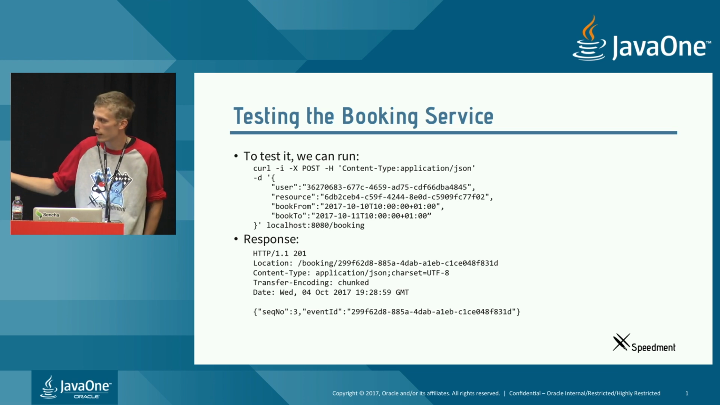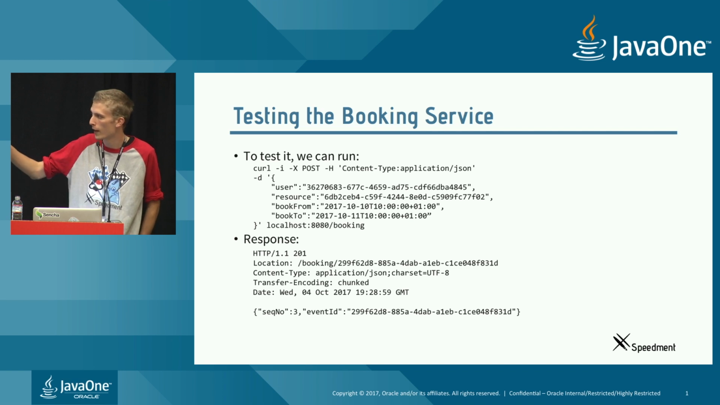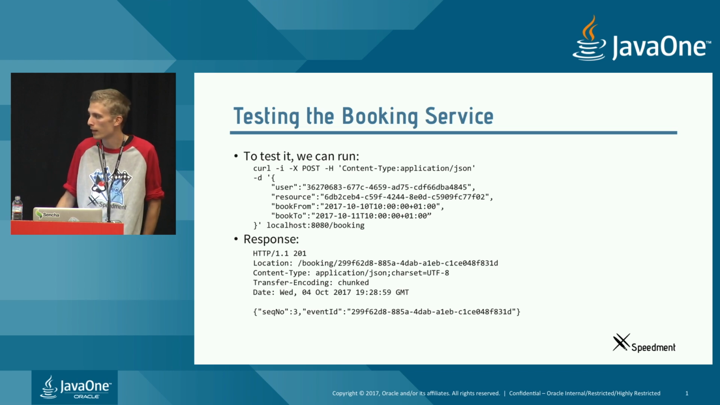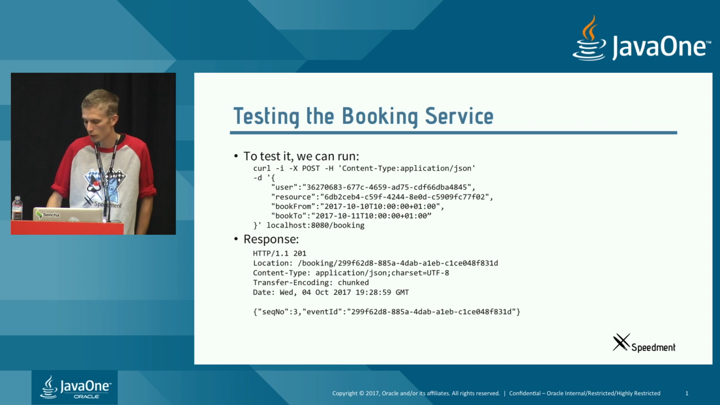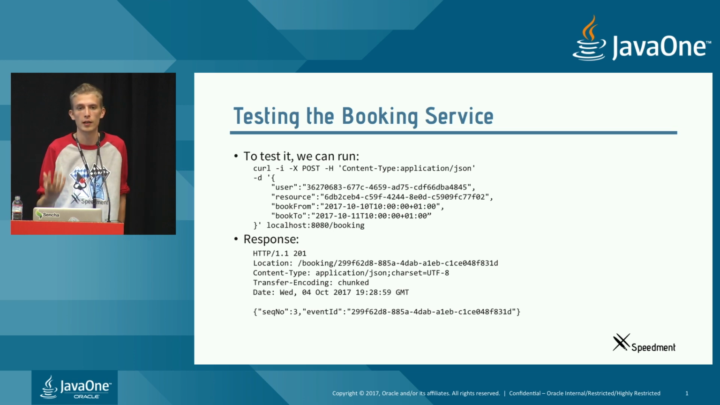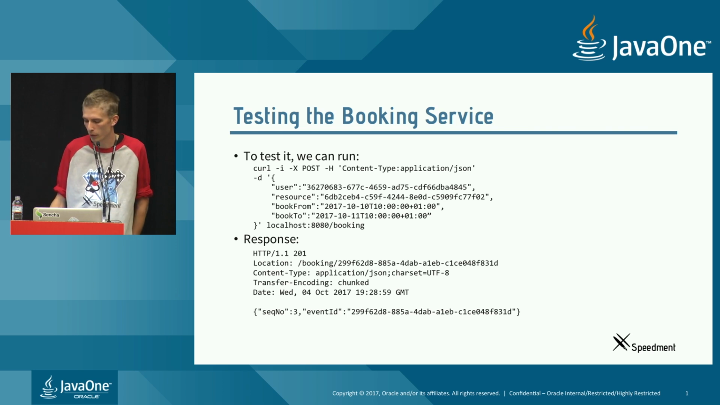So in this case, when I send this request, I get a response back that is nicely formatted with the location tag set to where the booking is going to be located once it's accepted or rejected, as well as the sequence number and the event ID given to it. So this allows the client to hook up to that URL and start to show a nicely formatted message to the user.